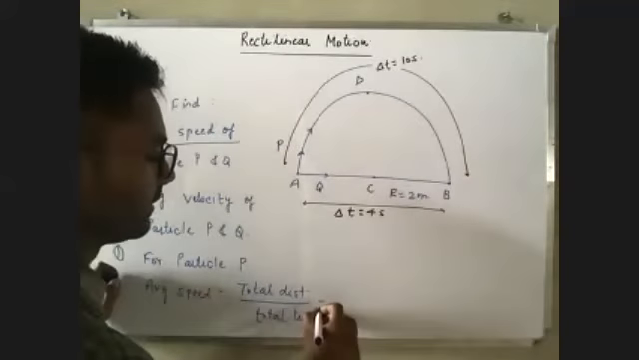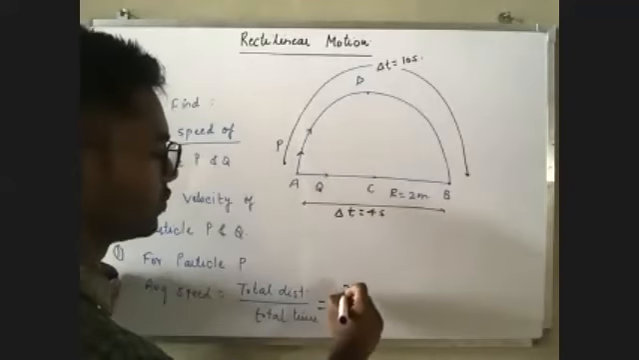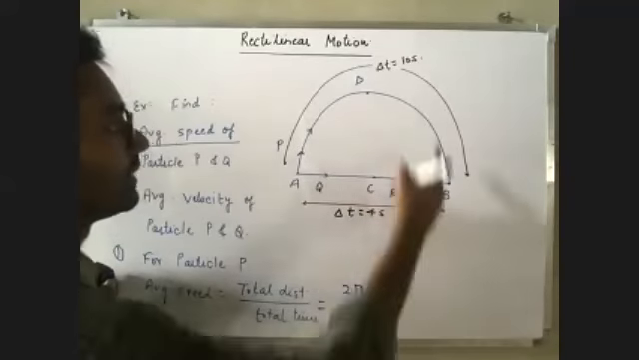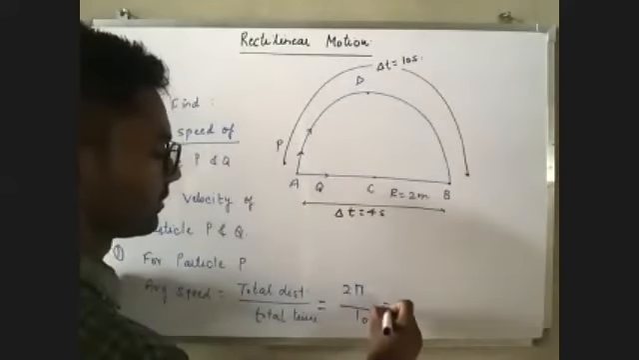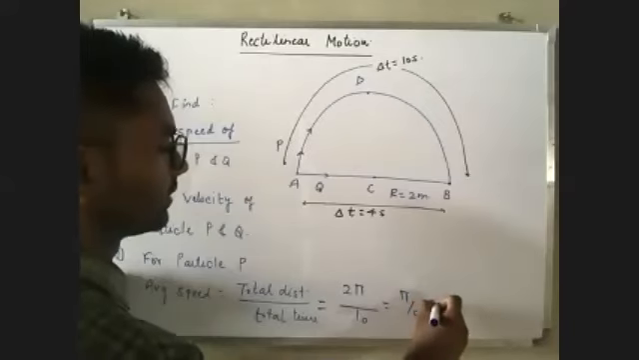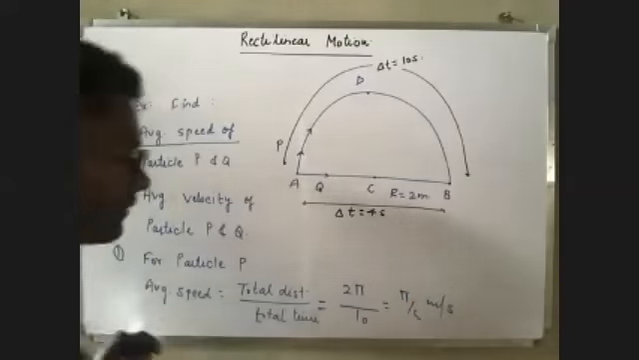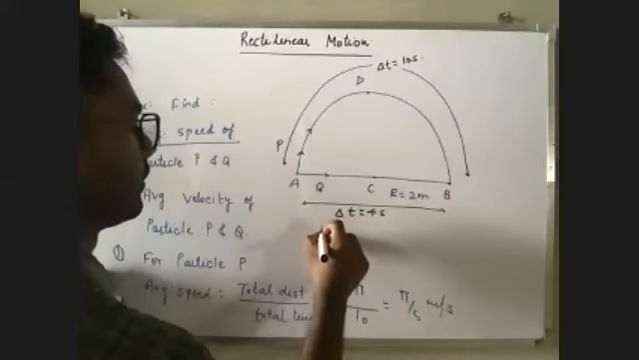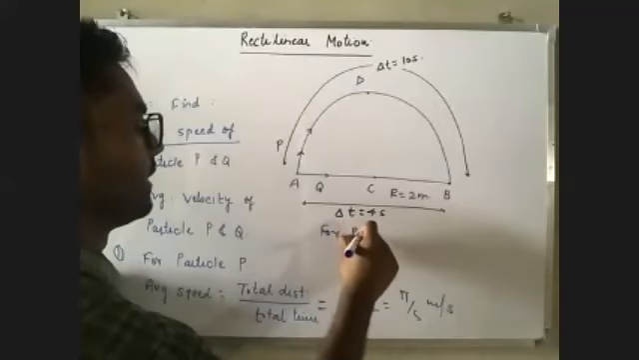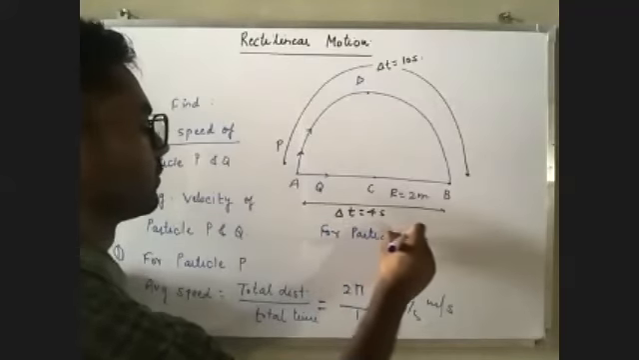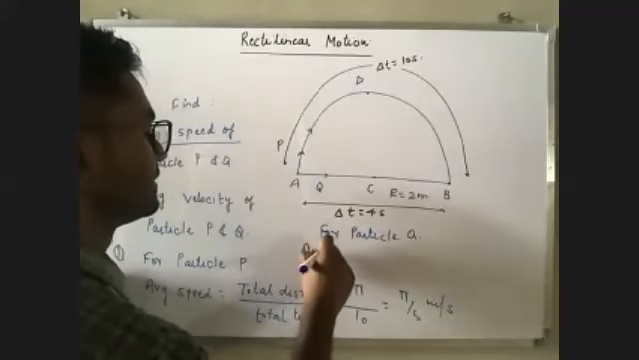Total distance traveled is nothing but pi r, means 2 pi, and time taken is nothing but 10 seconds, means pi by 5 meter per second. This is the answer. And for particle Q, the average speed.